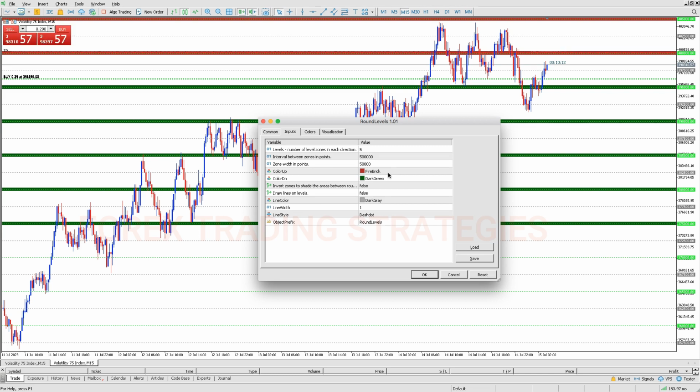Those are the settings that I'm actually using, in case you were wondering.